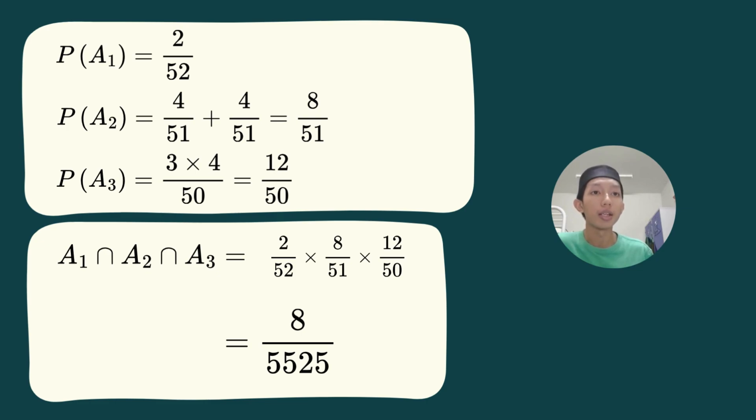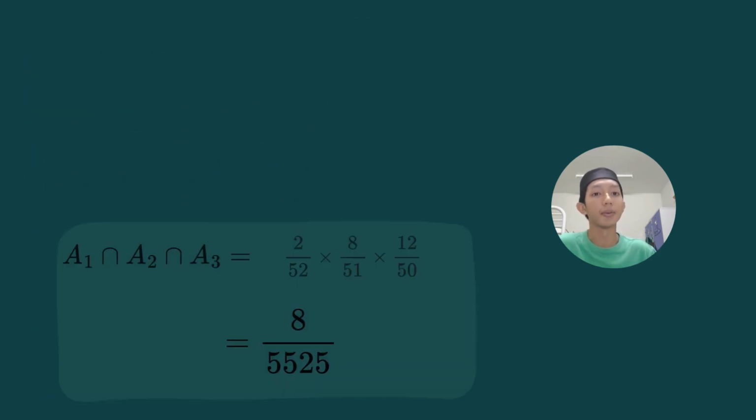So when we have the A1, A2, A3 events, we can now multiply the three of them. So we get the answer 8 over 5525. So that is the answer.